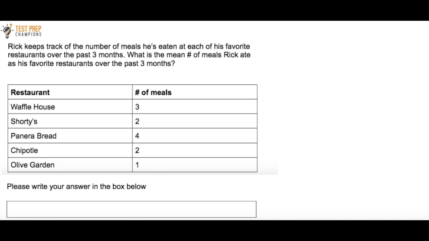Rick keeps track of the number of meals he's eaten at each of his favorite restaurants over the past 3 months. What is the mean number of meals Rick ate at his favorite restaurant over the past 3 months? Here are the number of meals, and it says, please write your answer in the box below. Obviously you can't write your answer through the screen, so maybe write it down on a sheet of paper or just keep track of it somehow. I'll let you pause the video, take a stab at this one, take all the time you need, and if you get stuck, don't worry about it because we're just going to go over the answer.